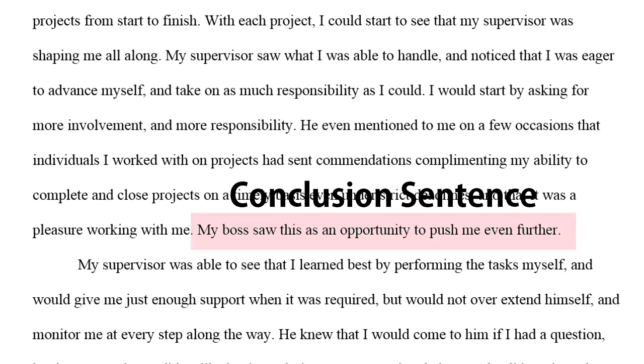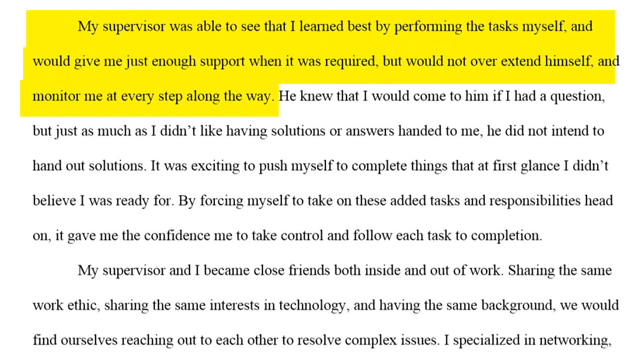Notice that concluding statement. My boss saw this as an opportunity to push me even further. That makes the reader anticipate the writer being pushed further in the next paragraphs. So let's go to the next body paragraph.